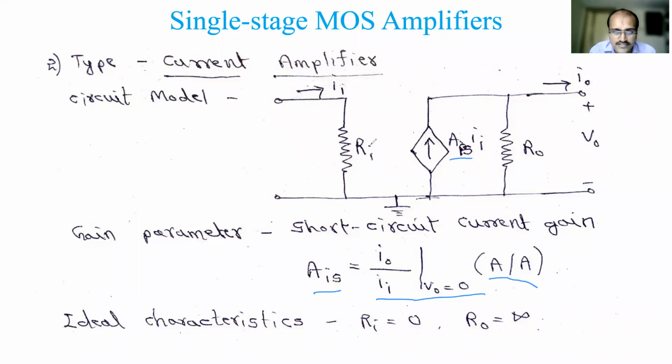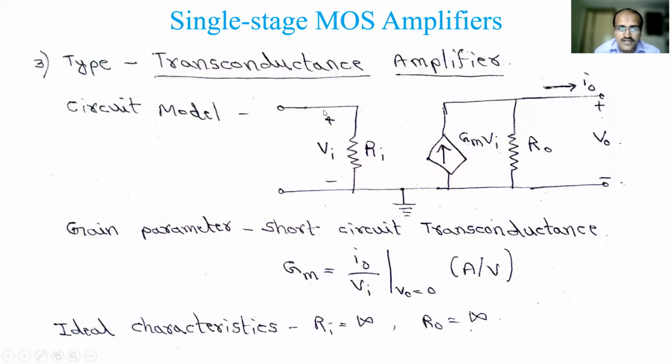The ideal characteristics of the current amplifier is it's just the converse of the voltage amplifier. So input resistance is 0 or nil or very small value, and output resistance is very high. Okay, in the ideal case we say infinity. So this is about the current amplifier. Now the other two amplifiers have either output voltage by input current or output current by input voltage. So that we call trans resistance and trans conductance.